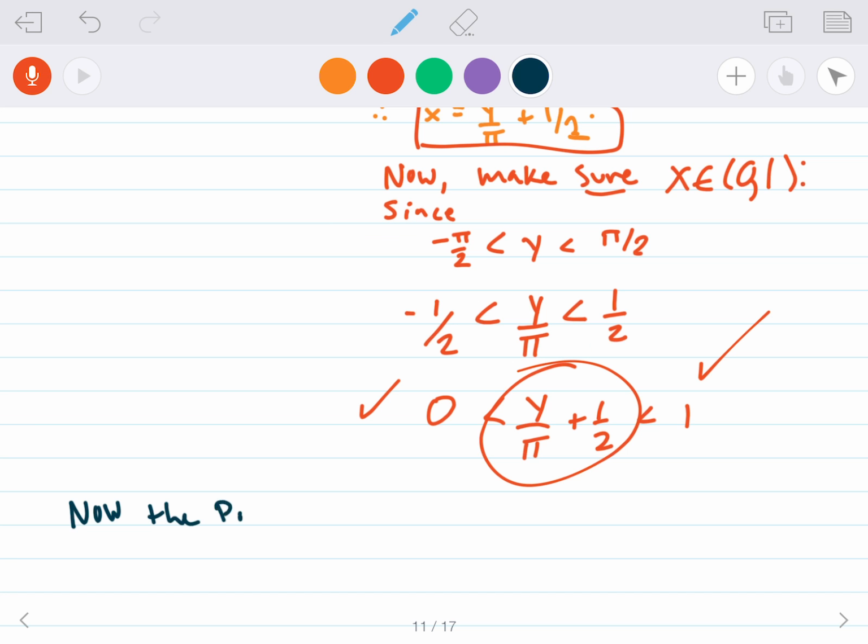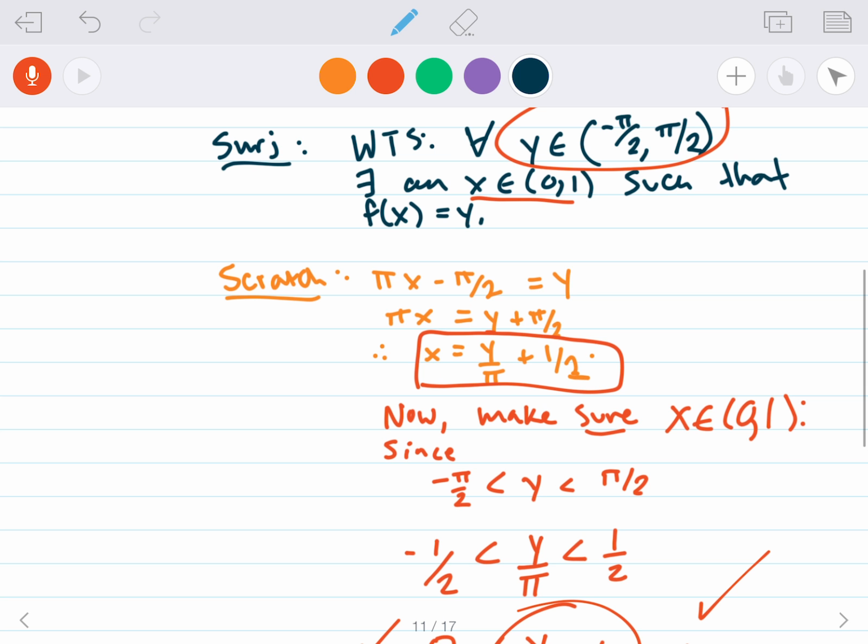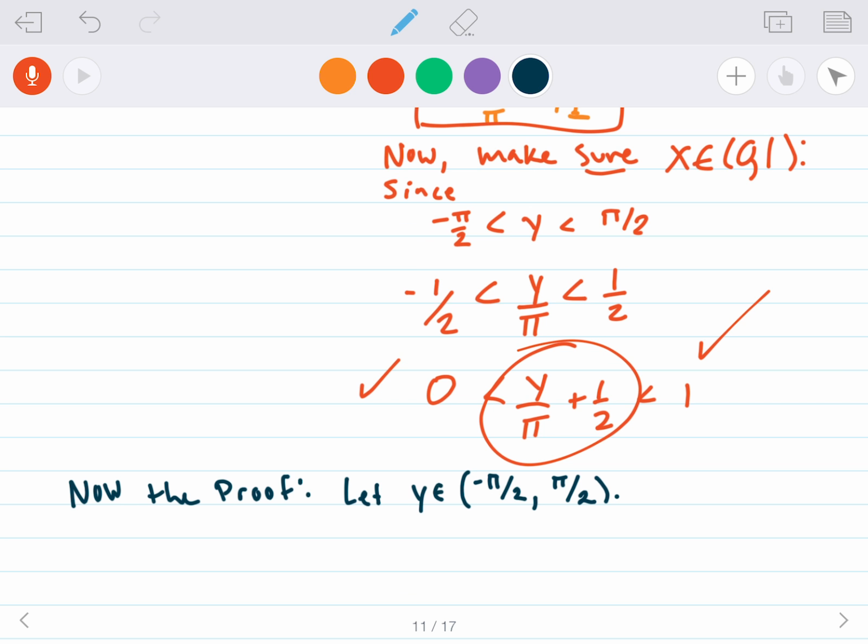Now the actual proof. So that was all scratch work, and now we're getting back to the proof. I think that's all I wanted to say about the scratch work. Okay, so now let y be in this interval negative pi over 2 to pi over 2. Choose x in 0, 1 as x equal to y over pi plus 1/2.